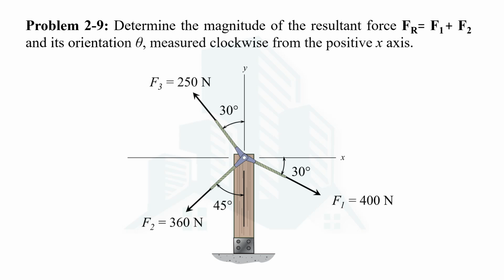Welcome everyone to another video related to the solution of one of the problems taken from the second chapter, force vectors, in the book Engineering Mechanics: Statics by R.C. Hibbeler. In this problem, we are asked to determine the magnitude of the resultant force caused by the two forces F1 and F2, and also to determine the orientation of the resultant force, which should be measured clockwise from the positive x-axis.